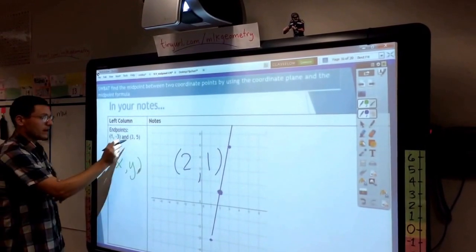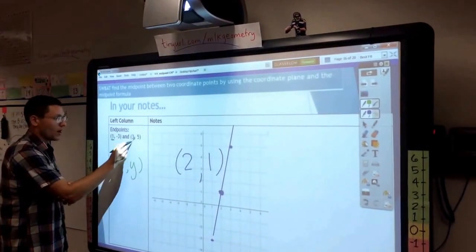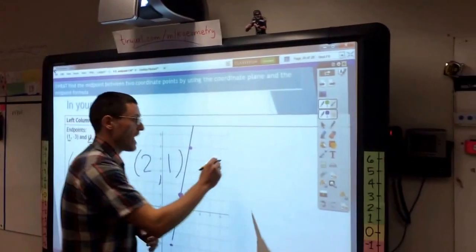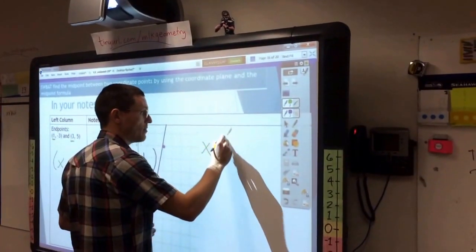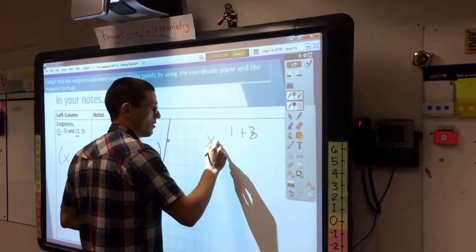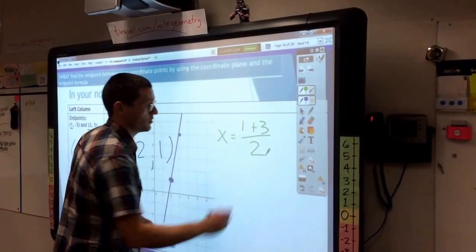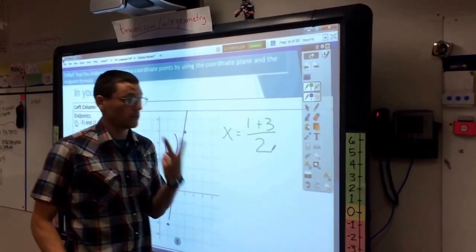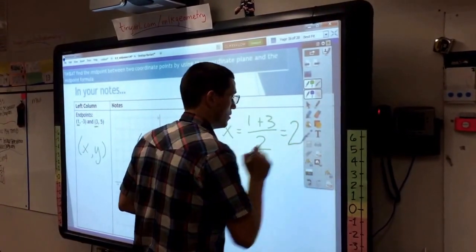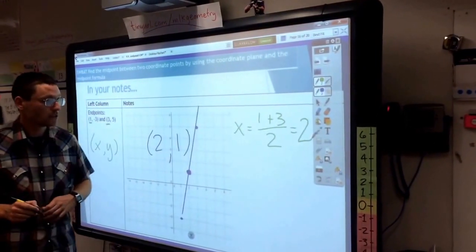So for these two endpoints, my x values are 1 and 3. So to find the average x, I'm just going to add those two numbers together. Okay, and I'm going to divide by how many numbers I've got. I've got 2 numbers. 1 plus 3 is 4. 4 divided by 2 is 2. So my average x is 2.